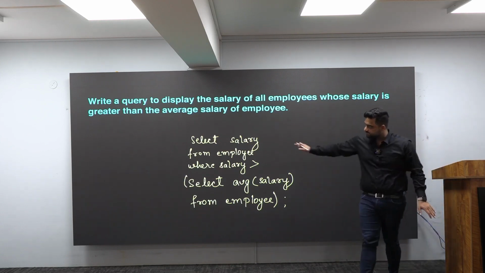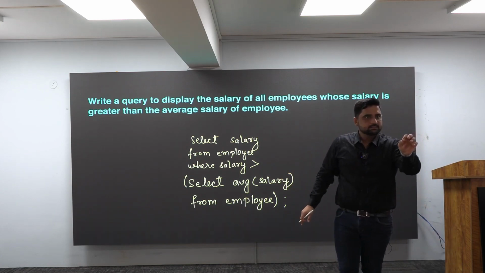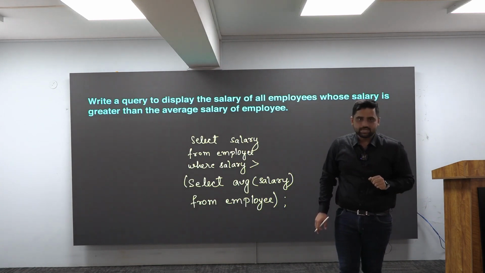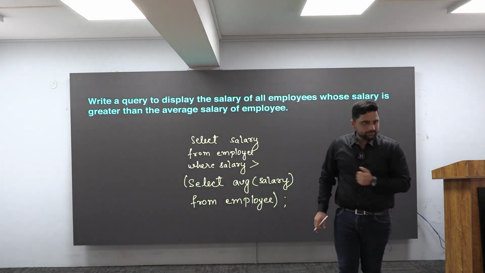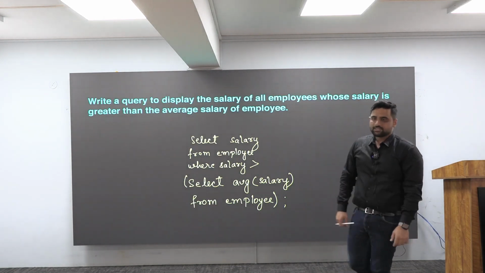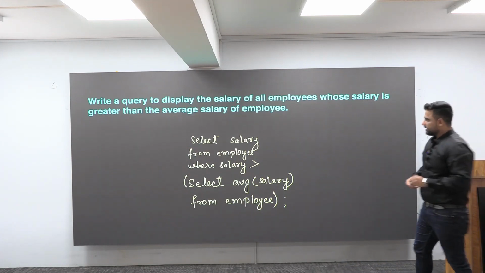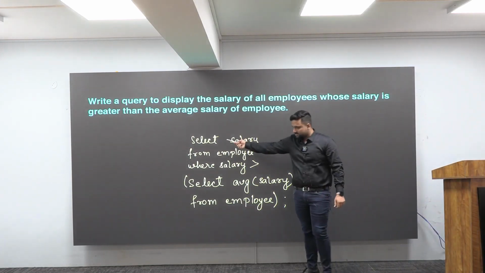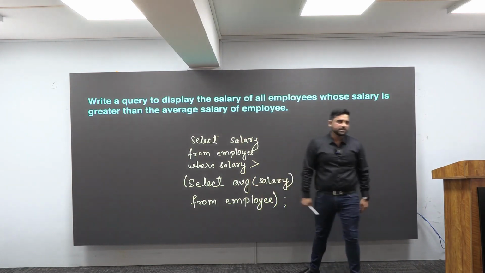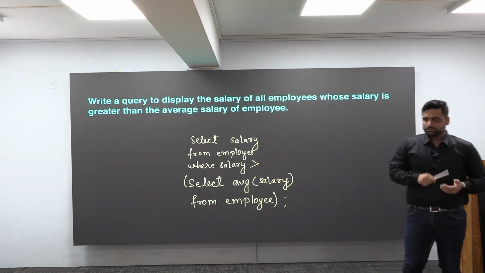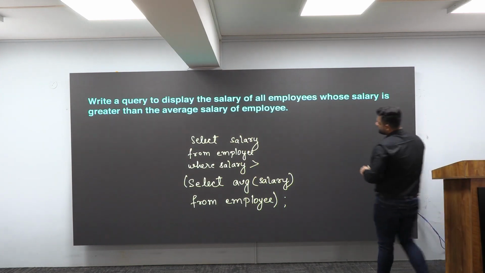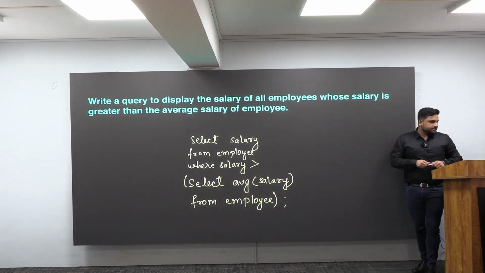How many of you have written like this? You have written? You have also written? What about others? We should not write having. Are we doing any grouping here? No, then what is the requirement of having? Do we have any common columns here? Then what is the requirement of grouping? Then what is the need of having here? Let's check it out in the command prompt.